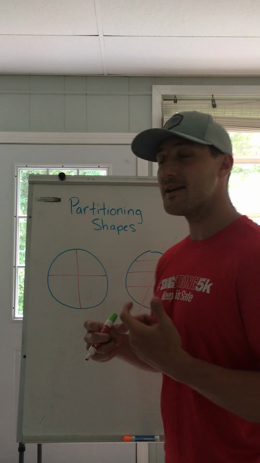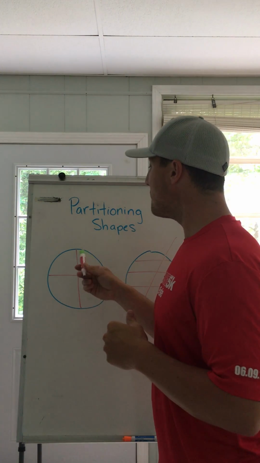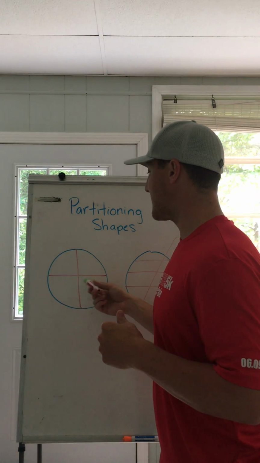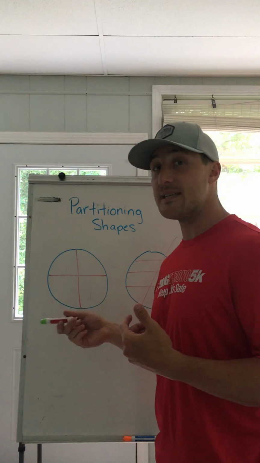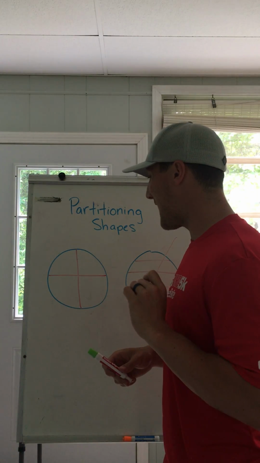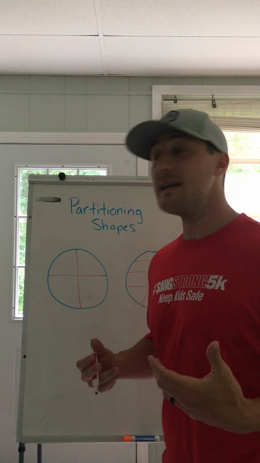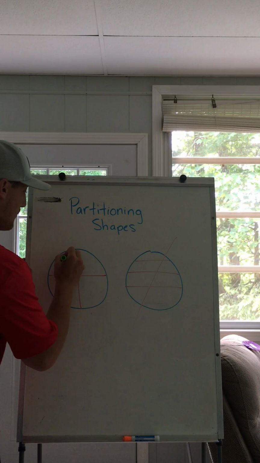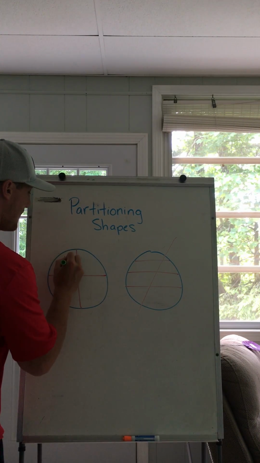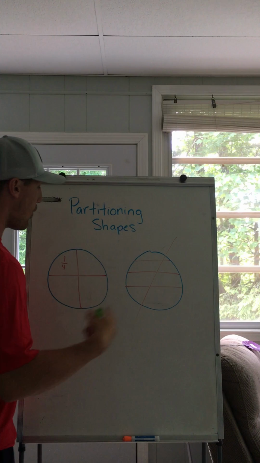So now let me ask you a follow-up question. What would be the value of each one of these pieces? Well, each piece is 1 piece out of how many pieces? 1, 2, 3, 4 pieces. So each piece has a value of 1/4 of the whole cake.